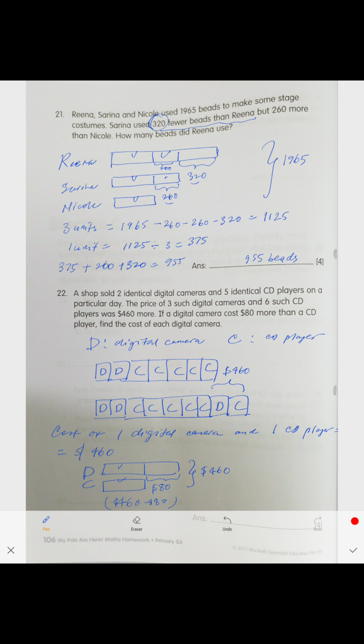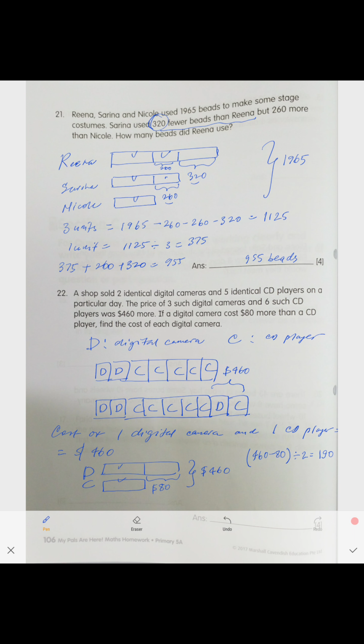This should be dollars. Let me write it again, so messy. 460 minus 80, and we divide it by 2 to get our unit. One unit is $190.